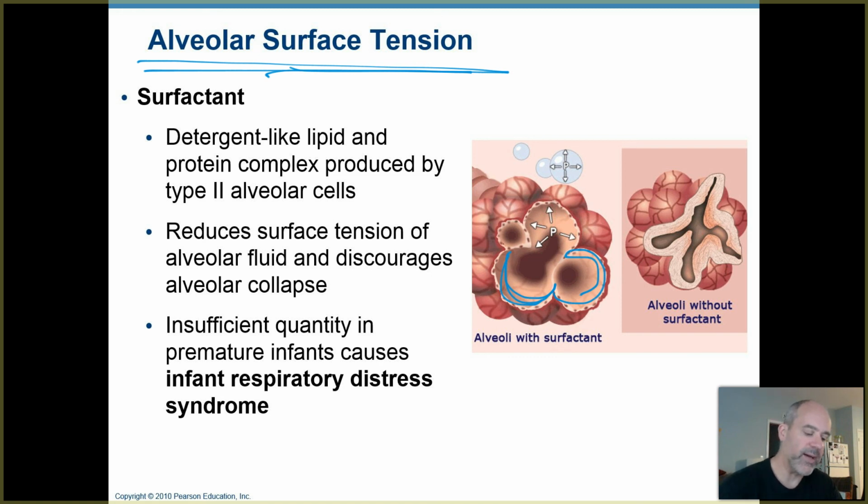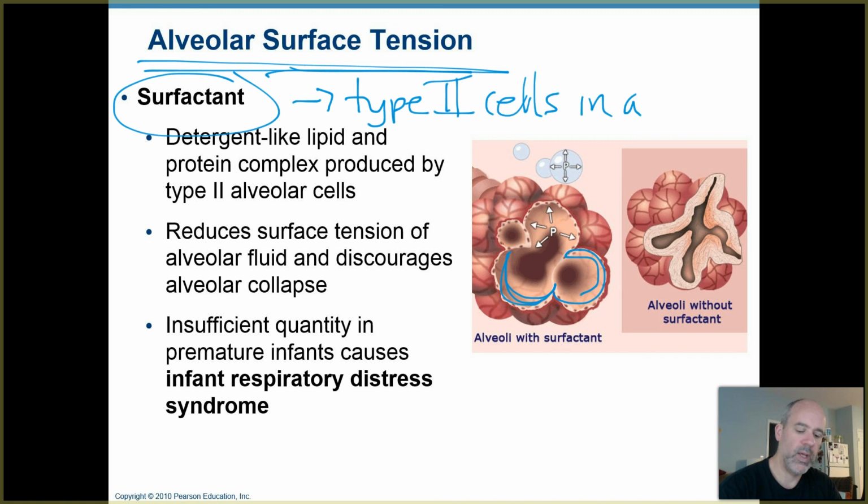This is where your surfactants come in. Remember, we said those are produced by the type 2 cells in the alveoli. And that functions kind of like a detergent. It's a detergent-like liquid. It is a liquid, but it's also a lipid. And it helps prevent or reduce that surface tension among the walls of the alveoli so that they're not so strongly attracted to each other. It helps keep the alveoli open.